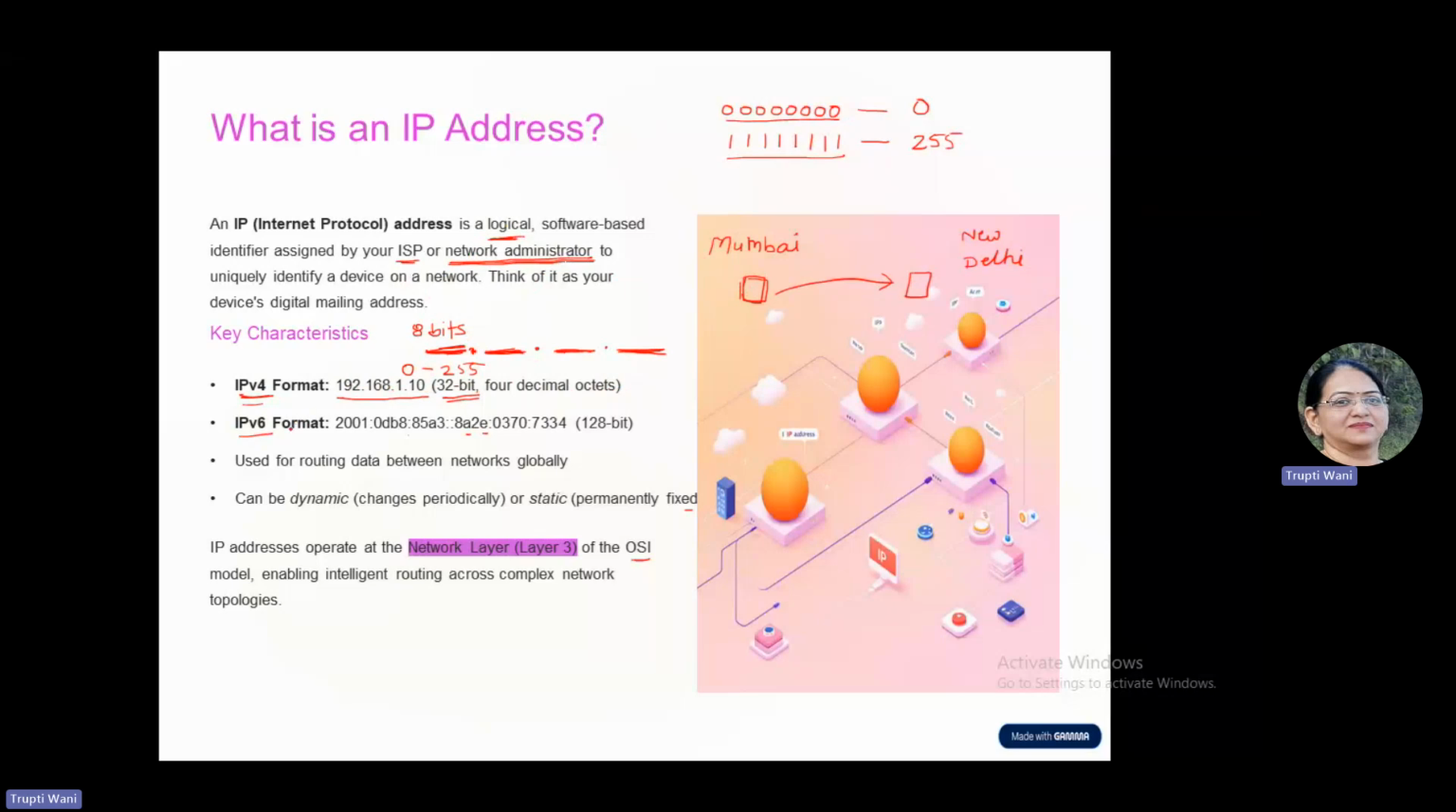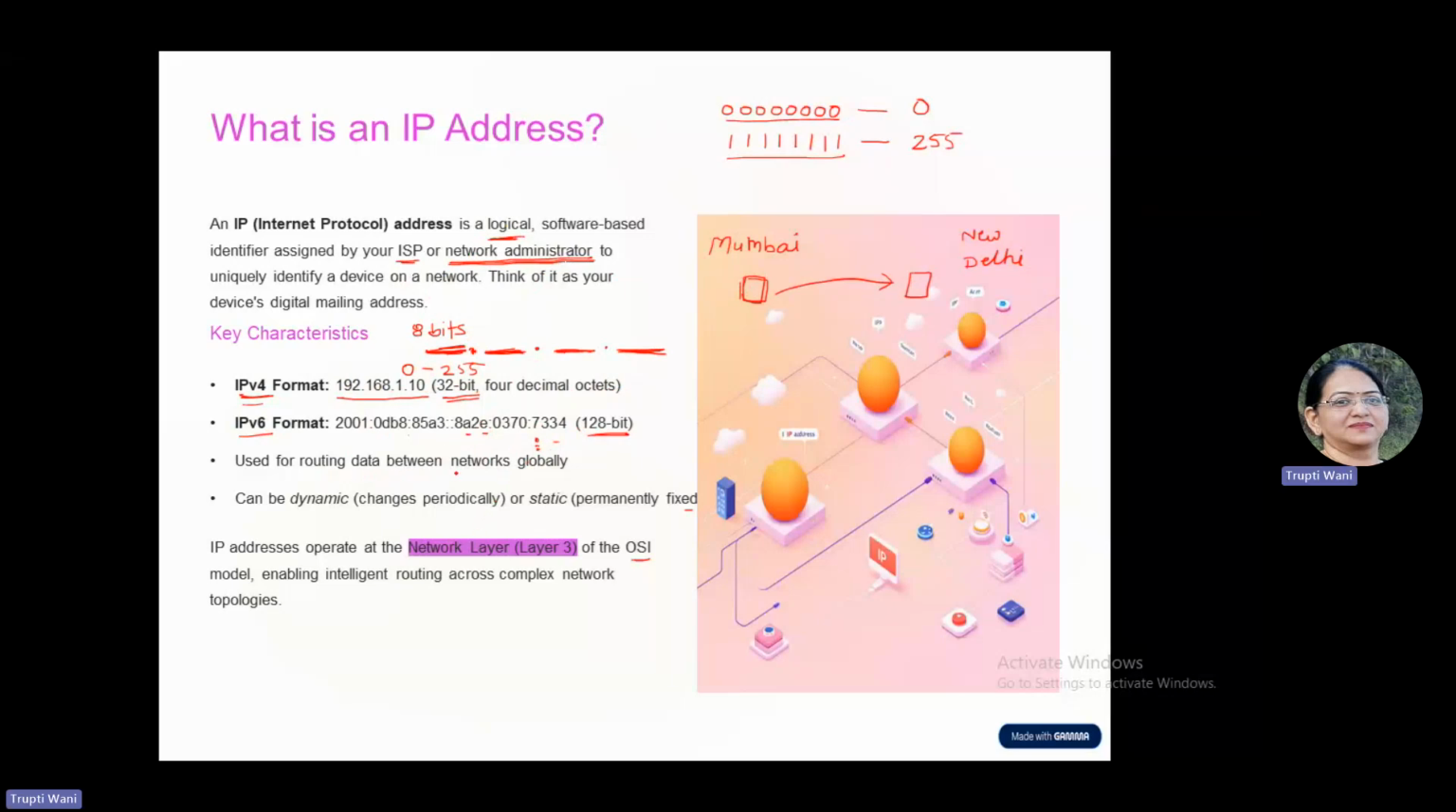The other format is IPv6 format, which contains 128 bits. That 128 bits contains hexadecimal numbers. For example, here you can see A and E. So 128 bits contains hexadecimal numbers. They are separated with a colon, sometimes a hyphen. So it depends on how to represent the IP address. Mostly they are separated by colon.